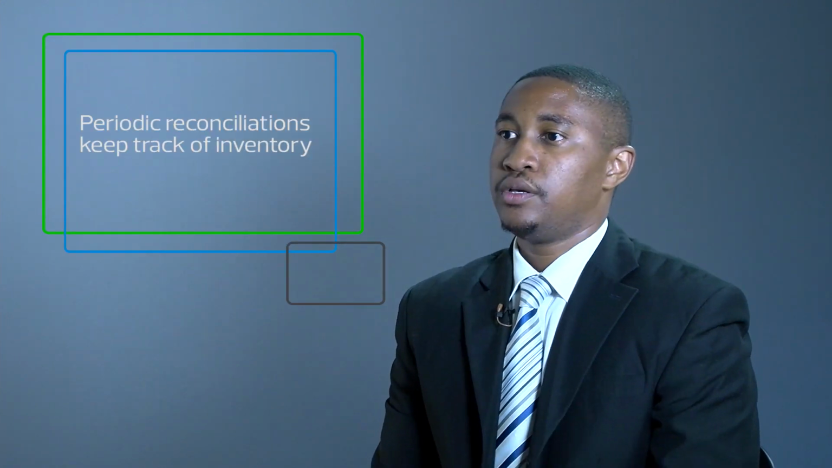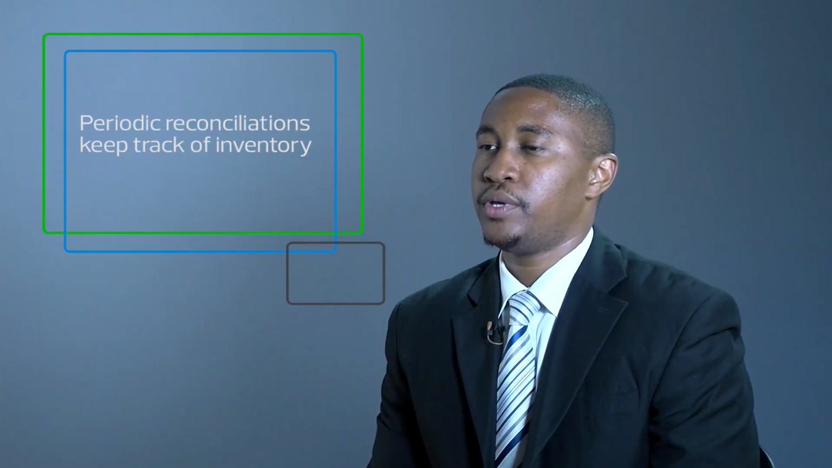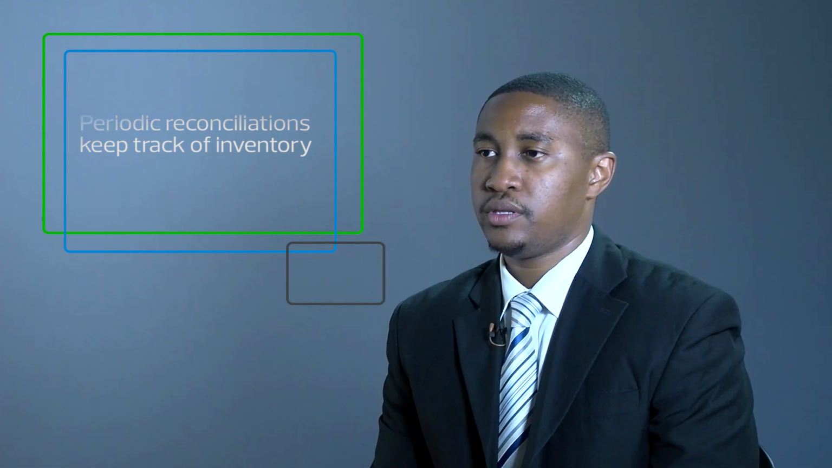Reconciliations can identify problems, for example, with inventory. It's always best to do a stock count on a periodic basis, that is quarterly, bi-monthly, or monthly, to ensure that your stock items are in place. You can always identify whether there's theft in your company or whether there's just misplacement of your stock items.